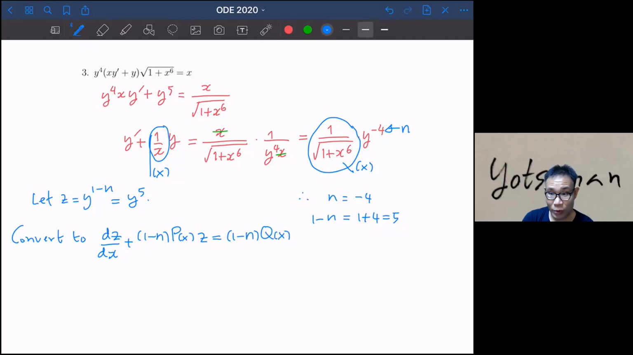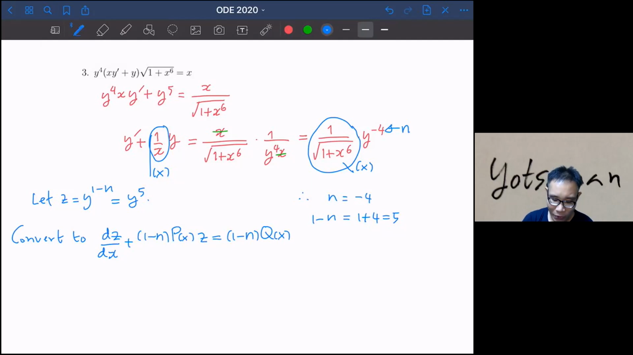1 minus n will be important. It's not just a constant multiple. It's going to be important in order to find mu. And if you forget 1 minus n, the integrating factor turns out to be changing, and you're not going to be able to solve for that.